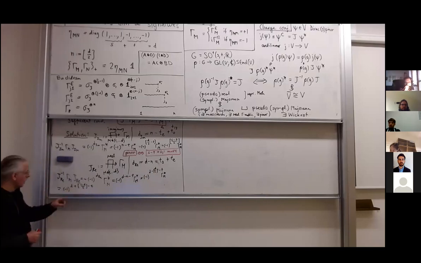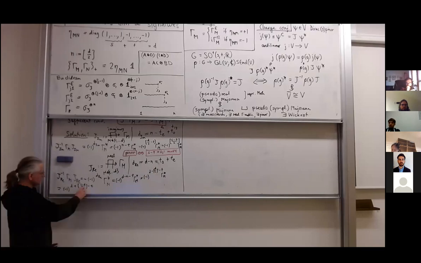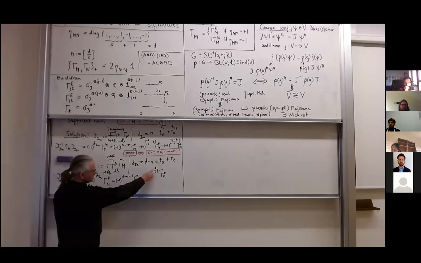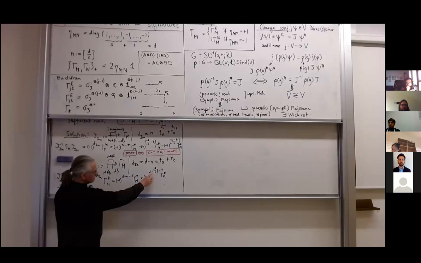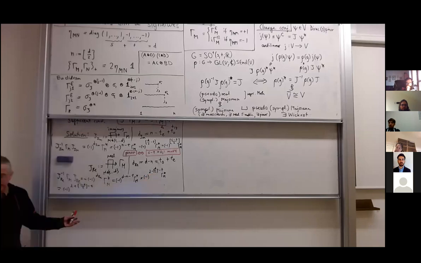So the point is that if d is 0, then I get a half, that's 0, and if d is 0, I get 0, that's perfect. And if d is 1, I get 0 here, and d is 1, I get 0 here. So it's actually allowed. Does that make sense?